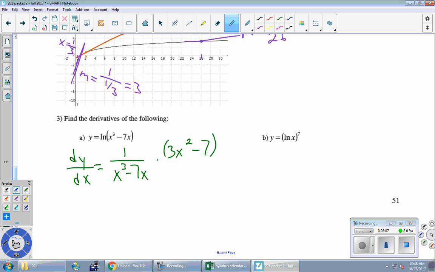Okay, part B. Is part B ln of stuff? No. Part B is stuff to the 7th power. Okay, so let's use the other common derivative notation. Y prime equals. So what do we do? 7 comes down. Copy the stuff. Now 6, subtract 1, times the derivative of the stuff in the parentheses. That's 1 over x. That's it. Any questions on ln?